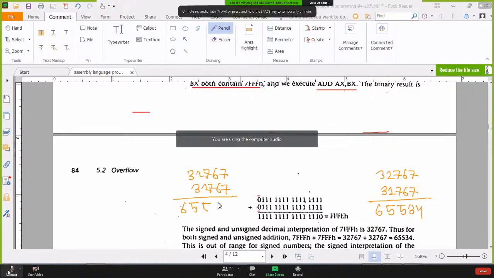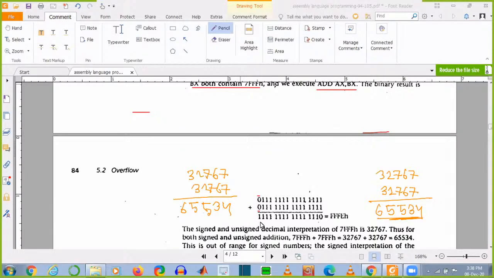65534. But this unsigned result, it is correct, because if you calculate this value in the unsigned case, that is actually 65534. So it's storing the correct result in unsigned interpretation. But if you calculate this signed value, it is storing actually -2, and it should store 65534. But in 16 bit, it is not possible to store 65534.